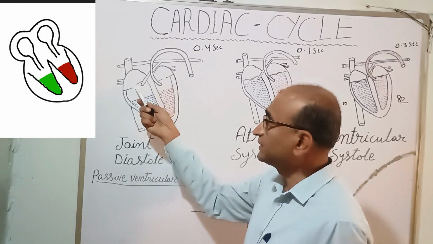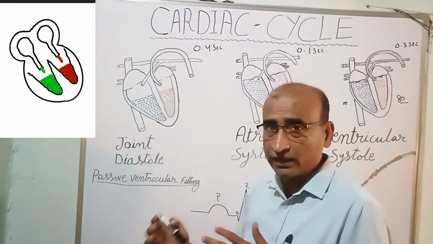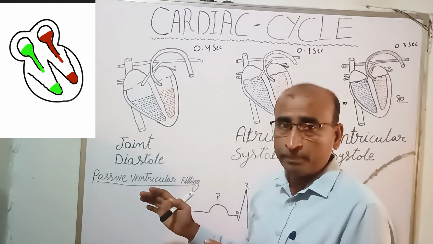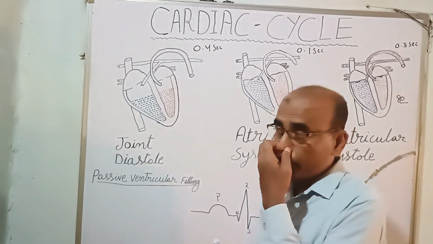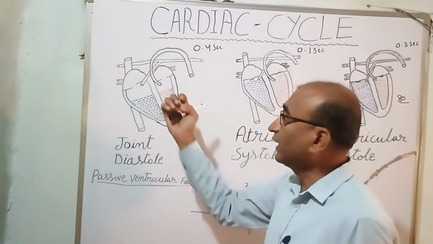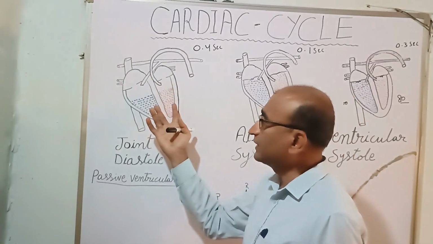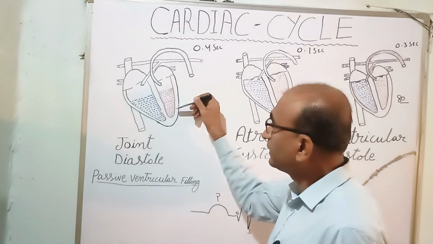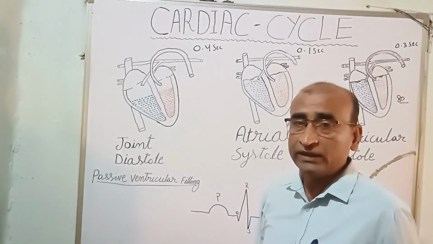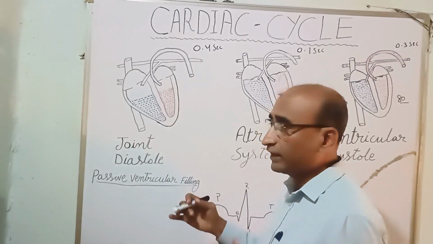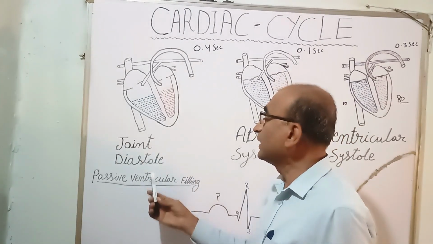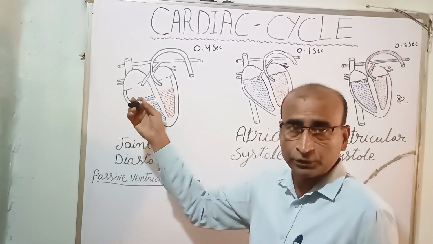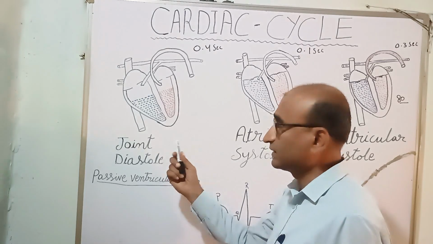You are seeing here the tricuspid valve and the bicuspid valve, which are the atrioventricular valves. Both atrioventricular valves remain open in the diastolic period. As blood enters the atria, at the same time blood is entering the ventricles. In the diastolic period, 70 to 80% of the blood enters the ventricles. There is no force, no contraction, so it is also called passive ventricular filling. Ventricles are filled up to 70 to 80%. This is the diastolic period.